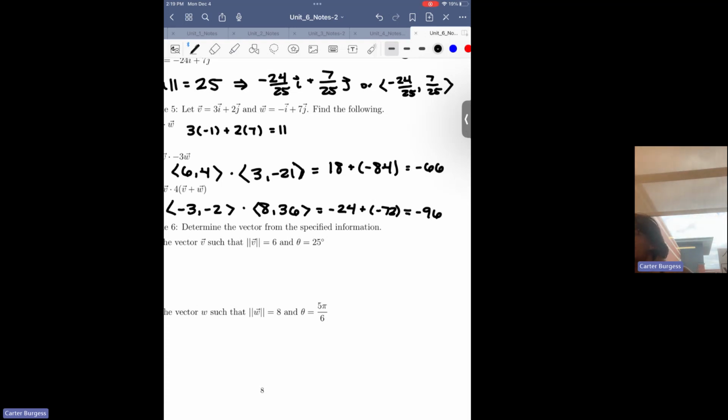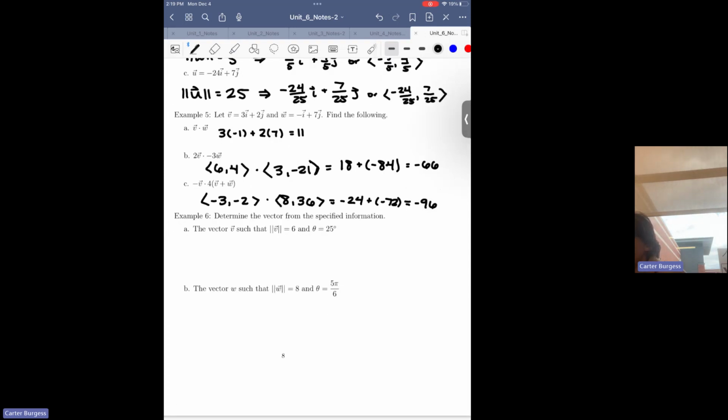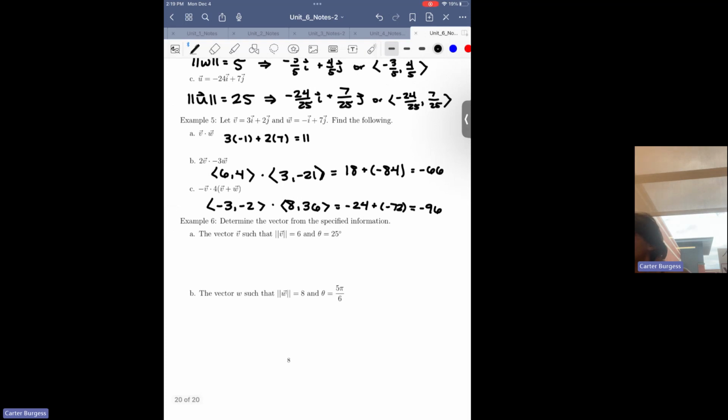Last example, good news is something that we have done a lot. For this final piece, we are trying to figure out what the vector is. So we're trying to figure out that x, y information given an r and a theta. If I'm given r and a theta, what equations can I use to find x and y respectively?